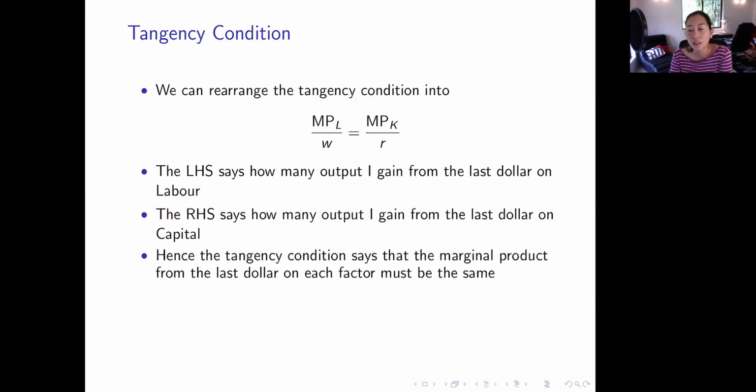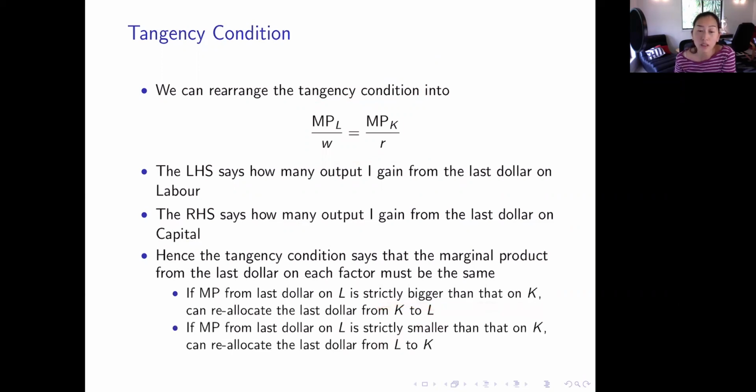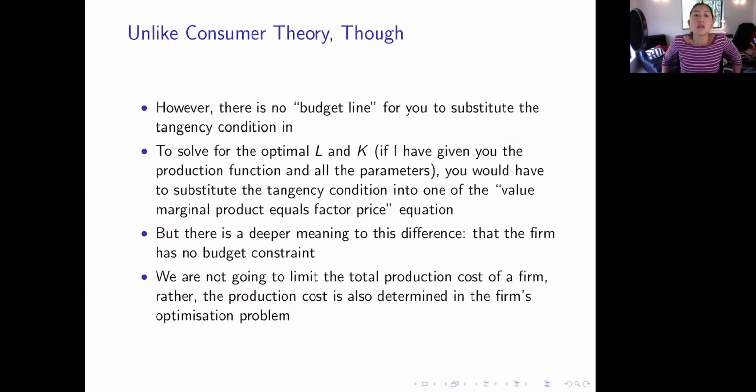The tangency condition says that the marginal product from the last dollar on each factor must be the same. If the marginal product from the last dollar on L is strictly bigger than on K, then I can reallocate the last dollar from K to L, and vice versa. However, there is no budget line for you to substitute the tangency condition in. So to solve for the optimal L and K, if we have given you the production function and other parameters, you would have to substitute the tangency condition into one of the value of marginal product equals factor price equations.